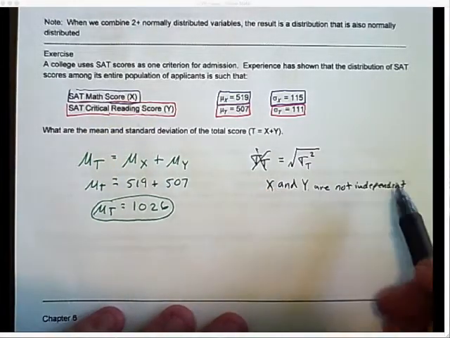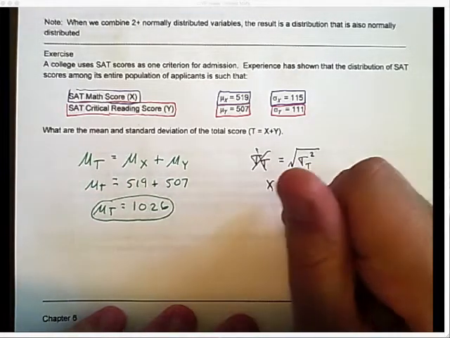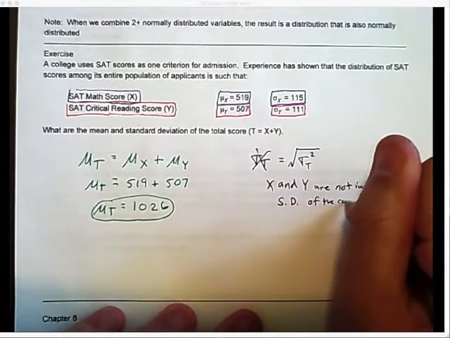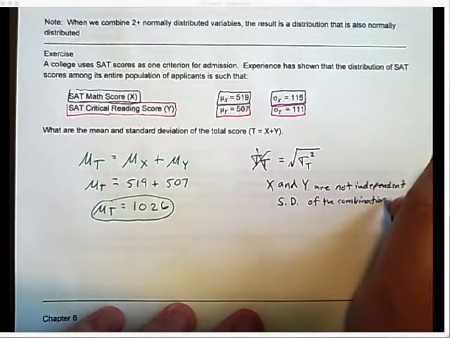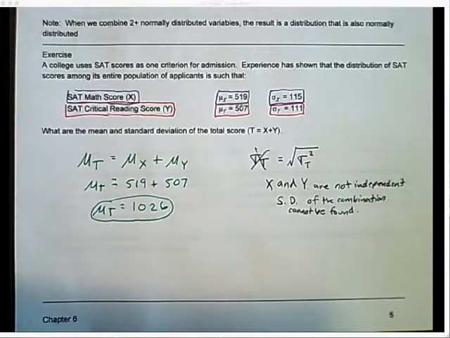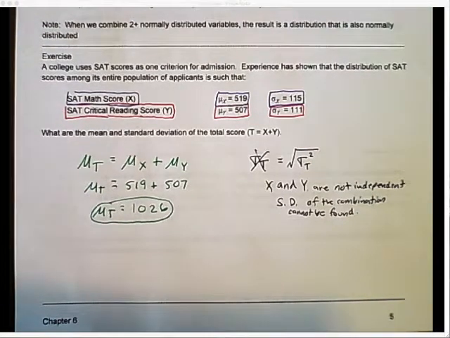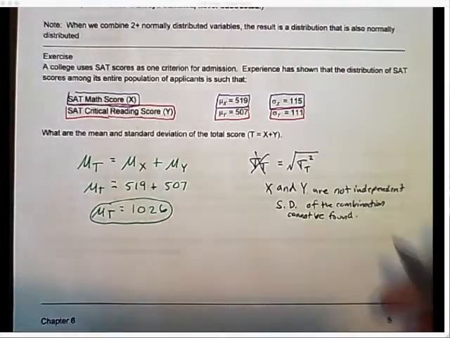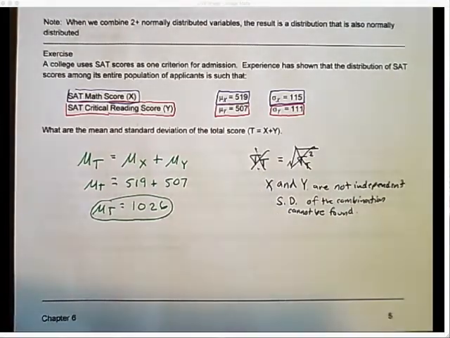Since x and y are not independent, the standard deviation of the combination cannot be found. It can be found, but it's above our level. We would have to use something called an ANOVA to help us with that, but for our purposes, we don't have the tools. To use these formulas, they have to be independent, and they're not. So we cannot find the variance, so we cannot find the standard deviation.